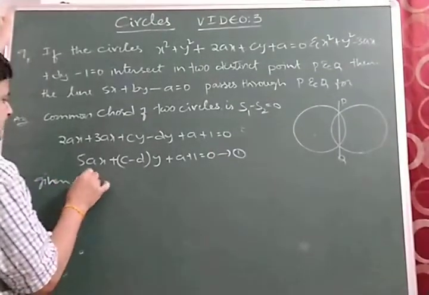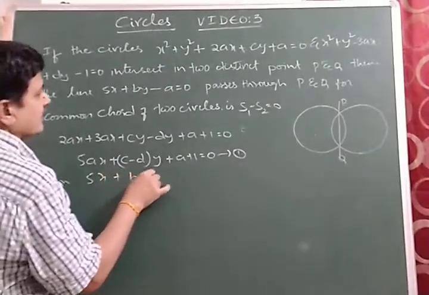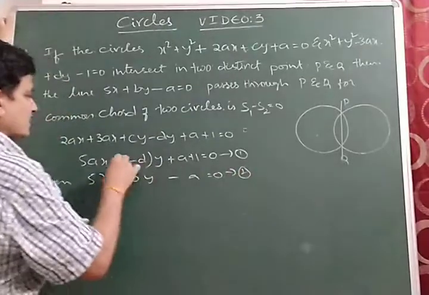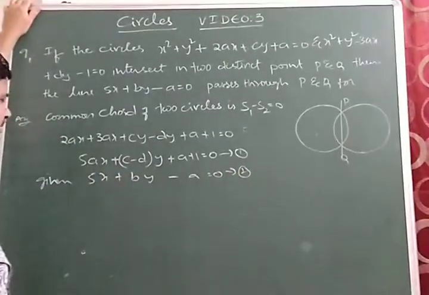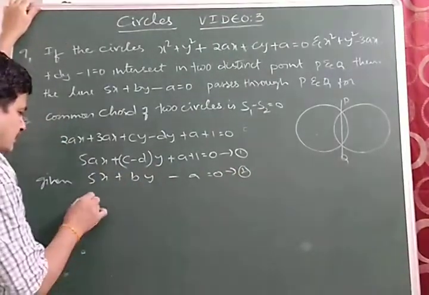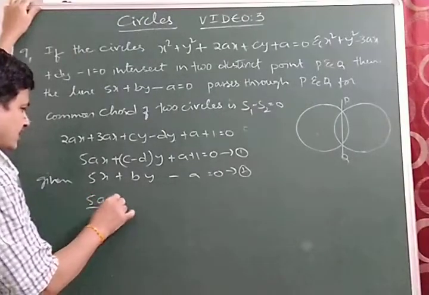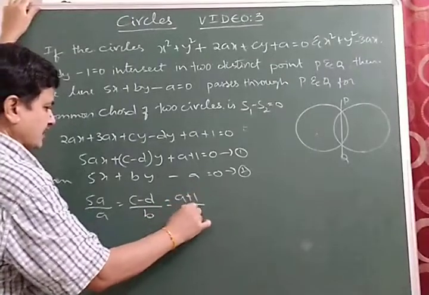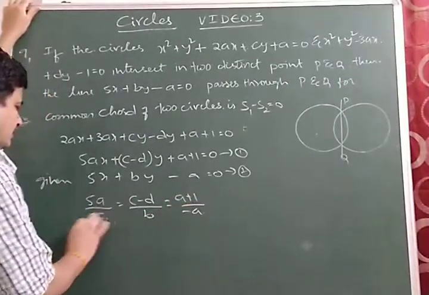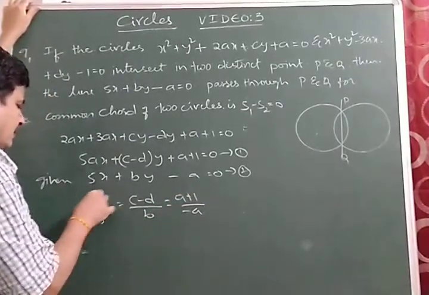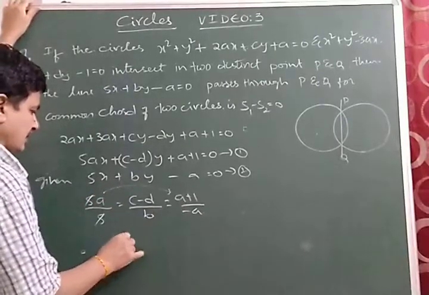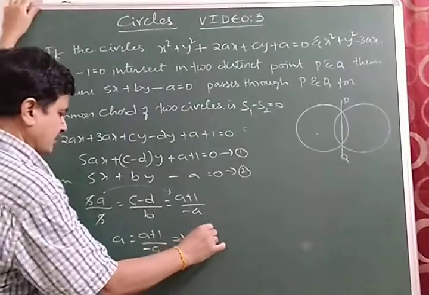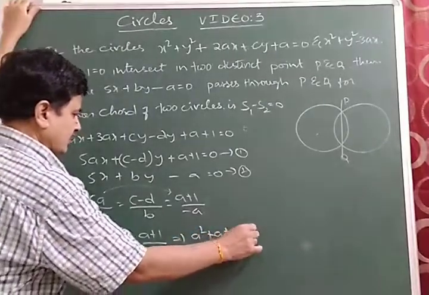Given, the PQ line is 5x plus by minus a is equal to 0. This is equation 2. These two lines represent the same common chord. So that's why 5a by 5 is equal to (c minus d) by b is equal to (a plus 1) by minus a. Now comparing these two, a is equal to (a plus 1) by minus a. So that implies a square plus a plus 1 is equal to 0.